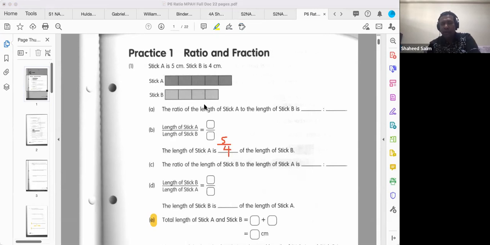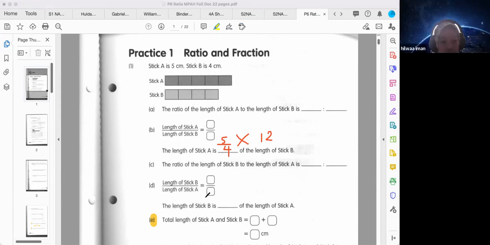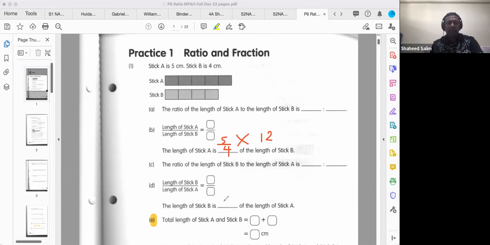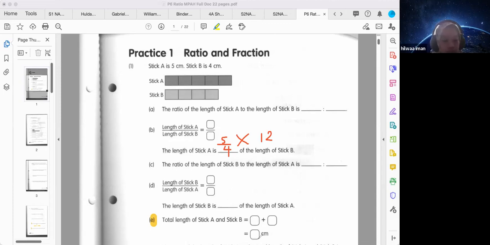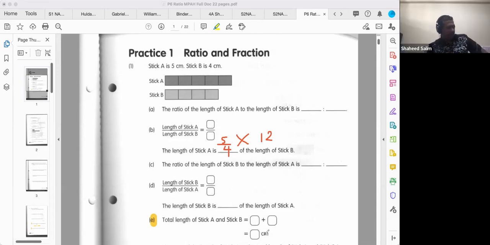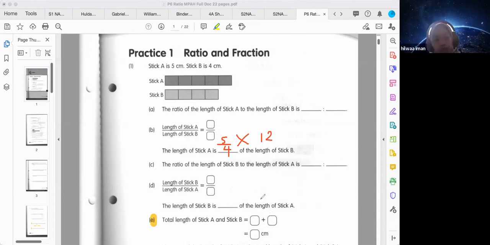Okay. So let's say stick B is 12 cm. You must write it like that: 5/4 times 12 cm. Find stick A. Are you okay? Then what will be the length of stick B over stick A? 4/5. Good. So the length of stick B is how many times of stick A? 4/5. Yes. Total length of stick A and stick B? 4 plus 5 equals 9. Well done. This is very easy.